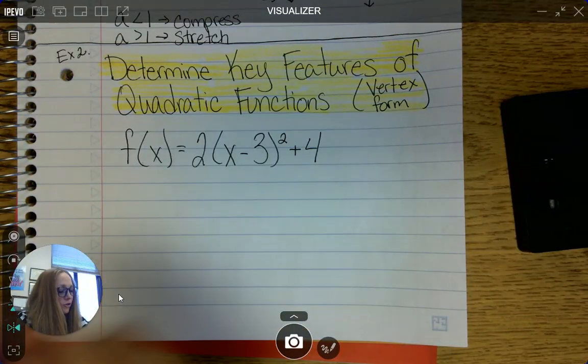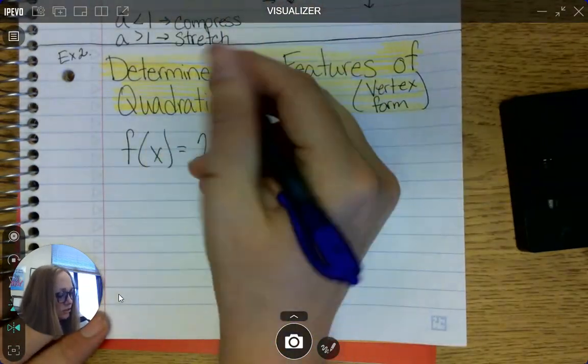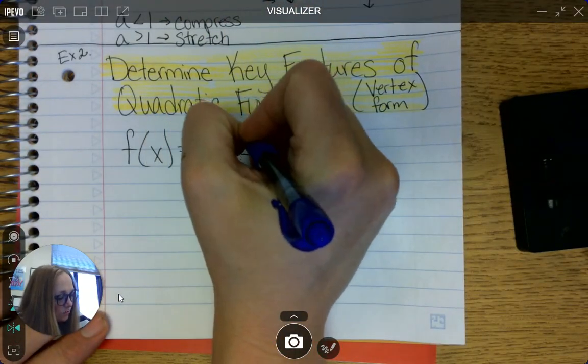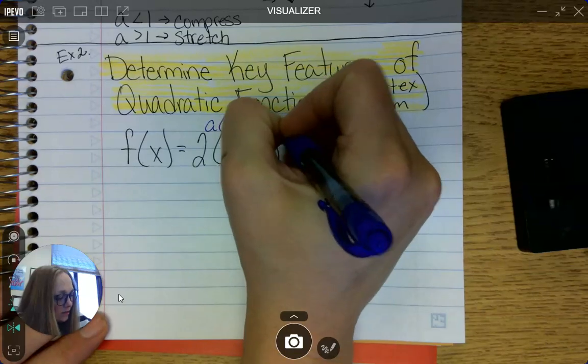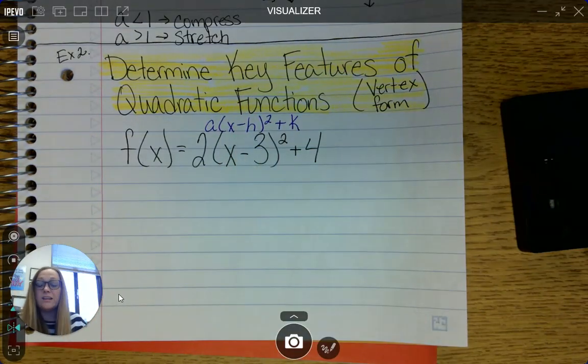Okay, and I'm going to go ahead and write that formula. You'll always catch me doing that. The more I write it, the more I know it, and it really helps me visualize what number is in what place. Okay, so let me go ahead and color code here.